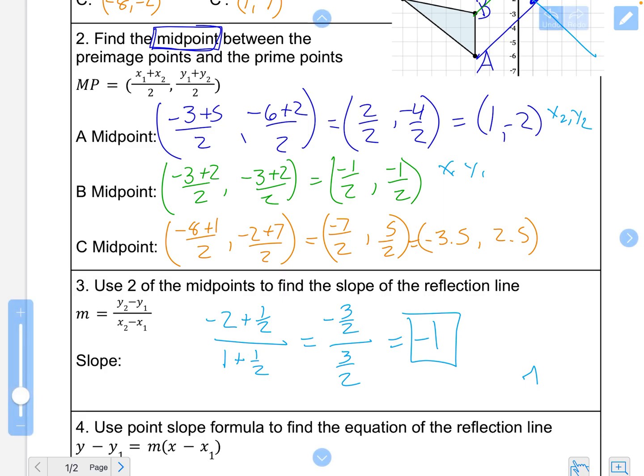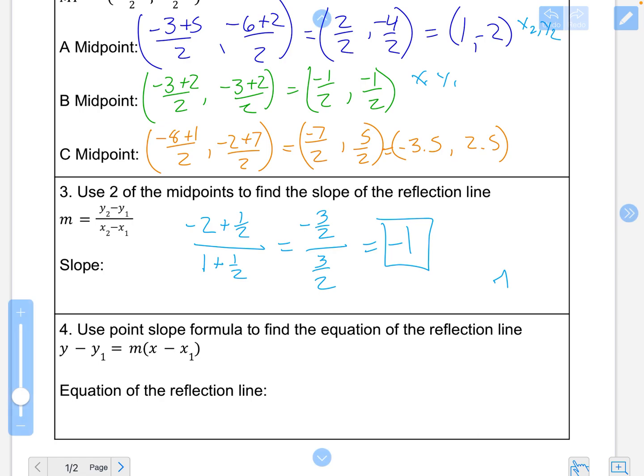And so now I need to plug in a point. I'm going to choose the one that's the easiest math, which is 1, -2, and I need to plug it into my point-slope equation.